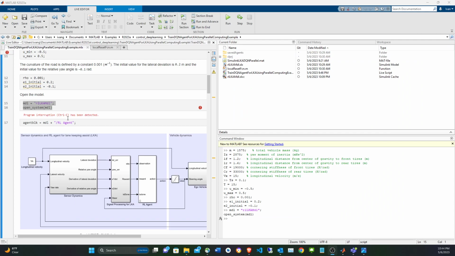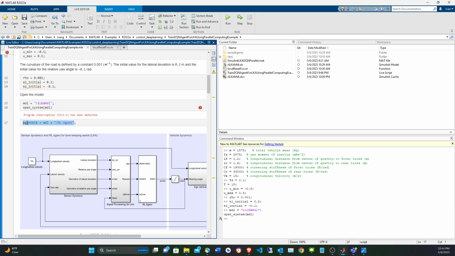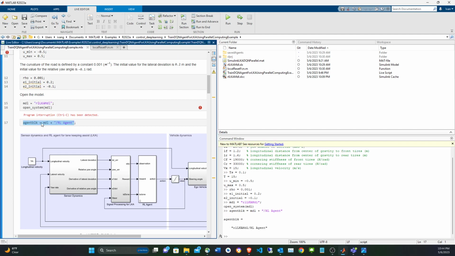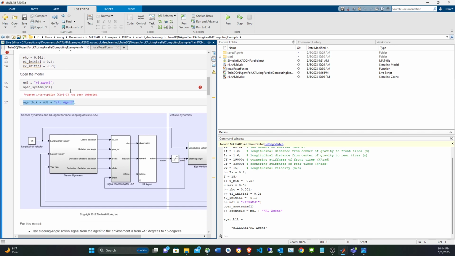So first, let's get the path to the reinforcement learning agent block, which is RL. This is the name, RL agent, and the name of the model. So with that, we get the path in the model to the block, which is this one.